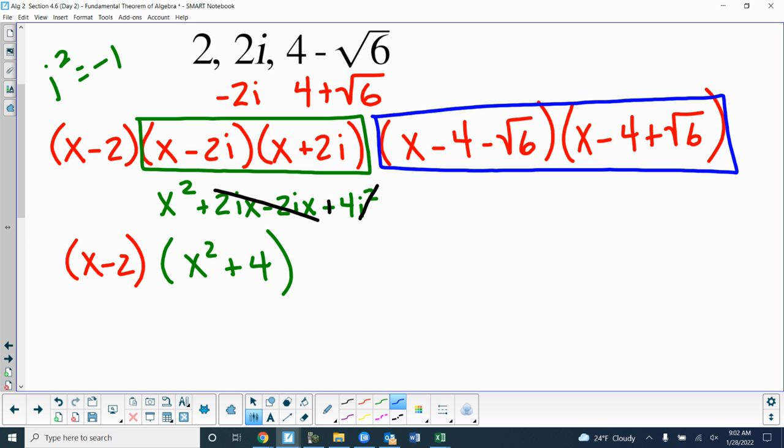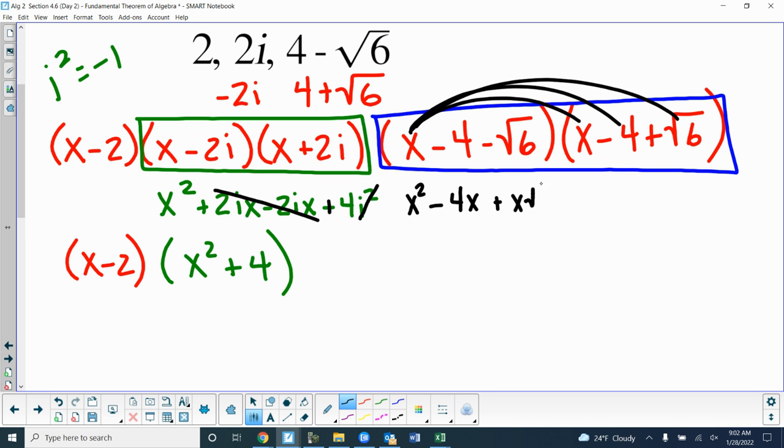I'm going to go x times all 3, negative 4 times all 3, and negative radical 6 times all 3. How many is that going to be? 9. Yeah, it's going to be 9 of them. All right? So we're going to go x times x, x times negative 4, and x times radical 6. Any questions on the first 3?